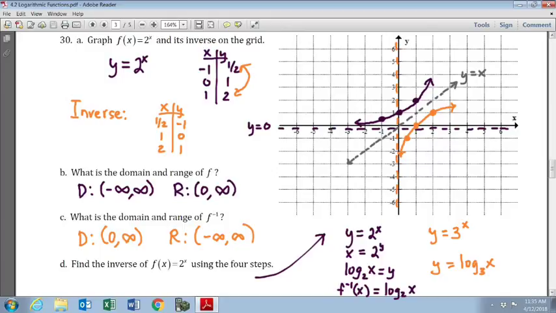So really the only thing that changes is the base. I want you to remember the inverse of the exponential function is the logarithmic function, and basically whatever the base is for the exponential function, that's going to be the base of the logarithmic function. All right, let's go ahead and move on.